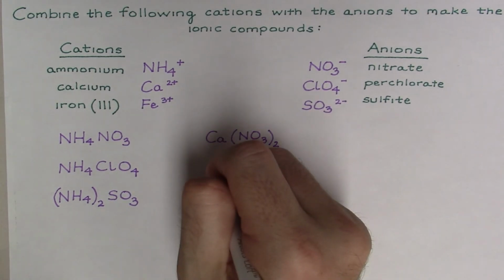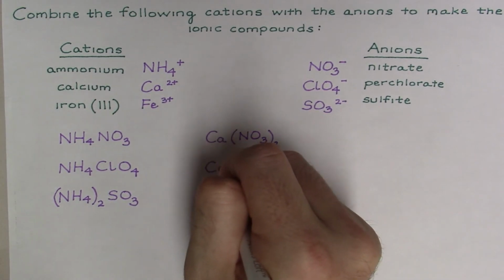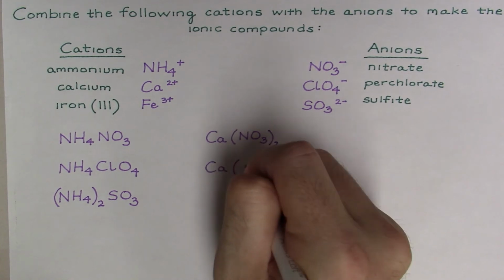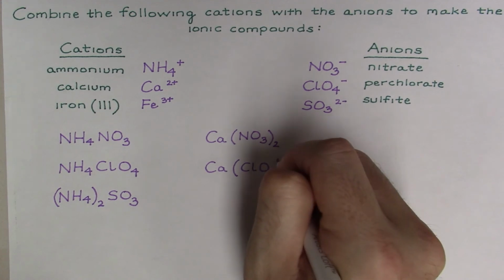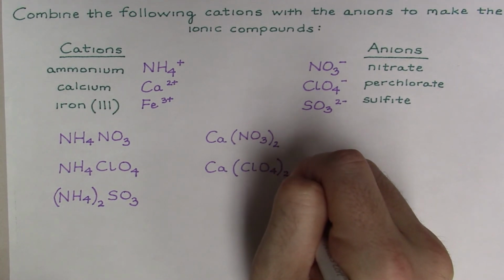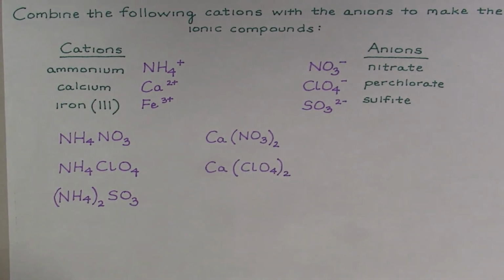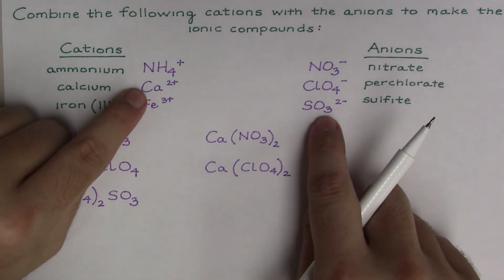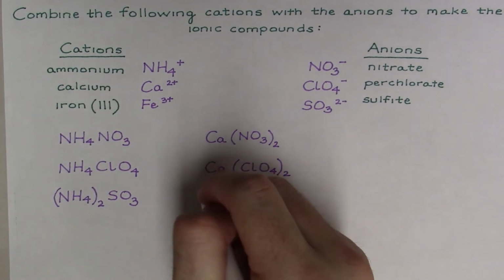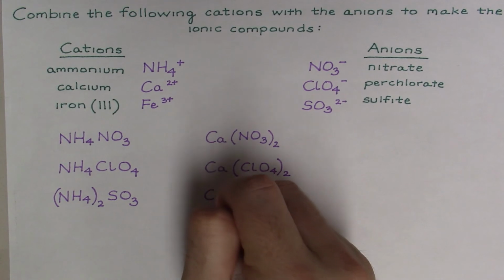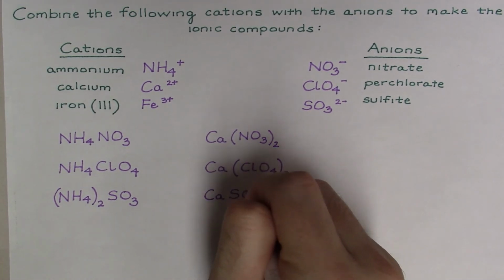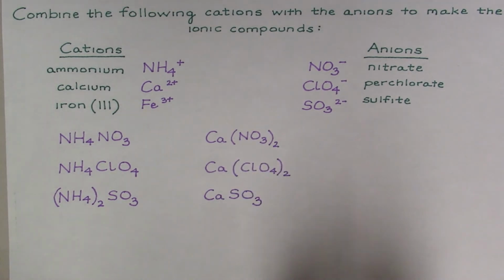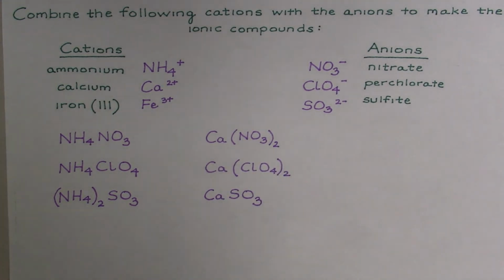For our calcium perchlorate, we're going to do the same thing. So we have Ca(ClO4), and we put a 2 to let us know that we need 2 of them. Finally, our last combination for calcium is Ca and our SO3. Because they have equal and opposite charges, we only need to have 1 each. Notice there are no parentheses.